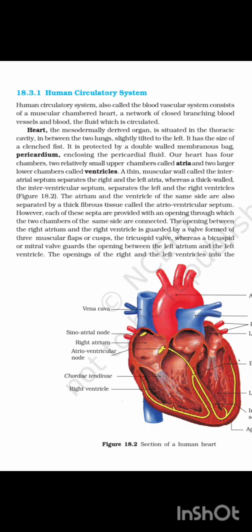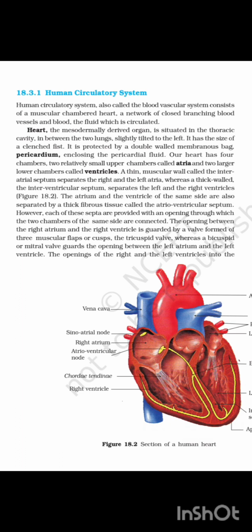18.3.1 Human circulatory system. The human circulatory system is also called the blood vascular system. It consists of a muscular chambered heart, a network of closed branching blood vessels, and blood, the fluid which is circulated. The heart, a mesodermally derived organ, is situated in the thoracic cavity in between the two lungs, slightly tilted to the left. It has the size of a clenched fist. It is protected by a double-walled membranous bag, the pericardium, enclosing the pericardial fluid.